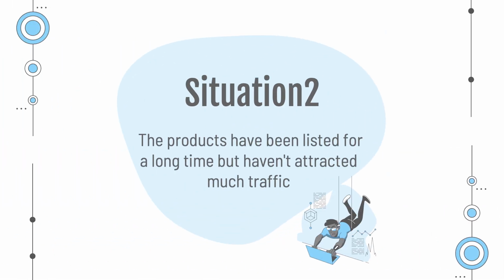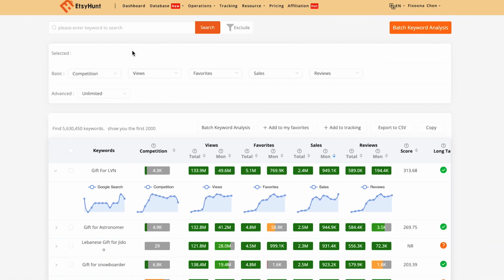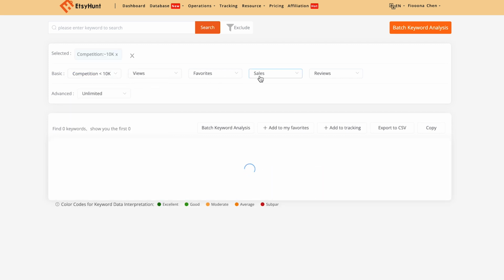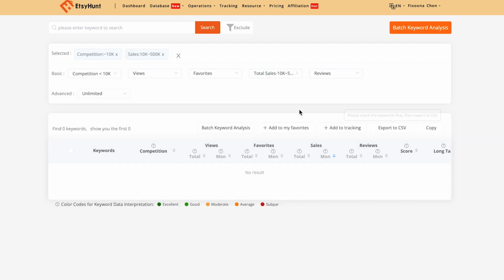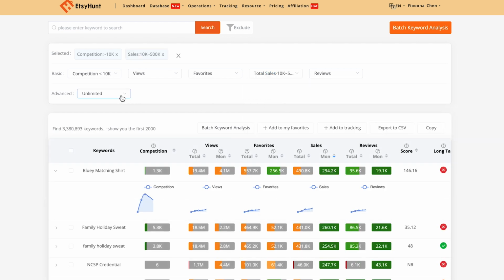Next, I believe many sellers have experienced situations where their products have been listed for a long time but haven't attracted much traffic. They want to optimize their listings but don't know where to start. Let's optimize this situation together. In such cases, we can still filter for low competition, high sales keywords to view the keyword list.